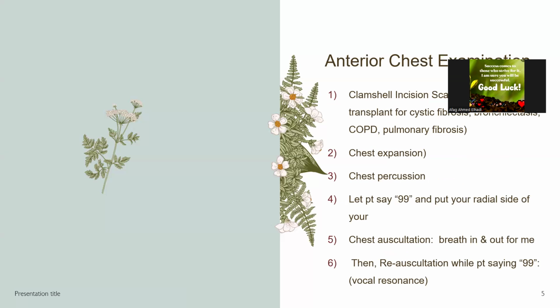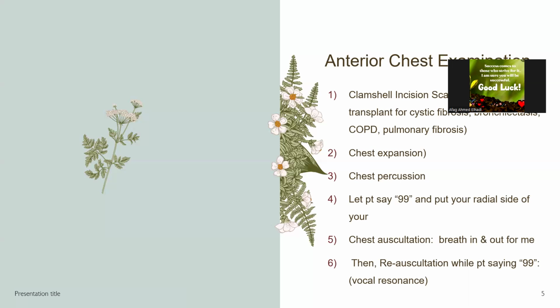And then you go down to the chest, the anterior chest wall. In the anterior chest wall, by inspection, the most important thing to look for is scars. We can find clamshell incision scars, which are very long scars under the ribs bilaterally, seen in bilateral lung transplants. Lung transplants could be for cystic fibrosis, for interstitial lung disease, or for COPD.